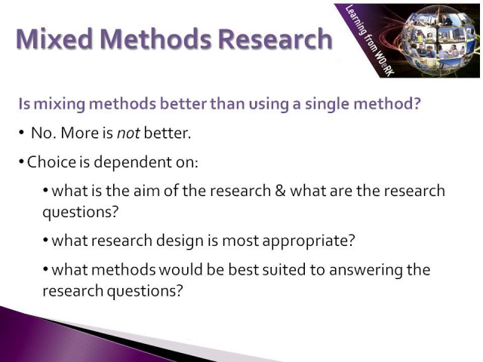The real things to bear in mind are what the aim of the research is, and therefore what the research questions are, what research design is most appropriate, and then following on from that, what methods will be best suited to answering the research question, taking into account the resources available and the skills of the research team. Choice of methods is about what's right, given the circumstances and the context, to answer the research question. Mixed methods is not an automatic right way of doing research, but it can provide a more complete understanding of a particular research phenomenon than using one method on its own.